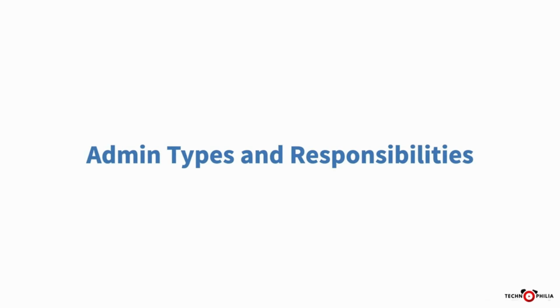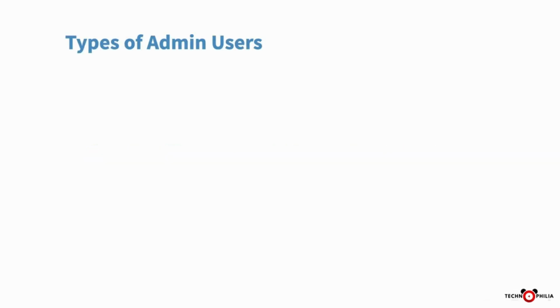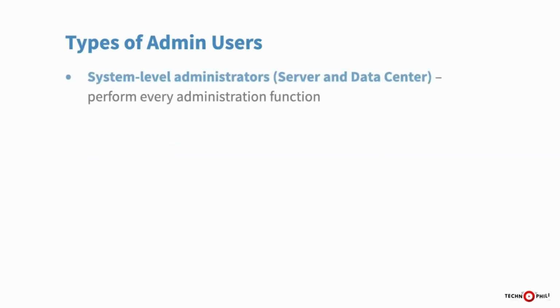There are many different types of admin users, and their responsibilities vary depending on the type. Admins fall into one of the following categories. System-level administrators can perform every Jira administration function. This level only exists in server and data center. For Jira Cloud, Atlassian is your system administrator.